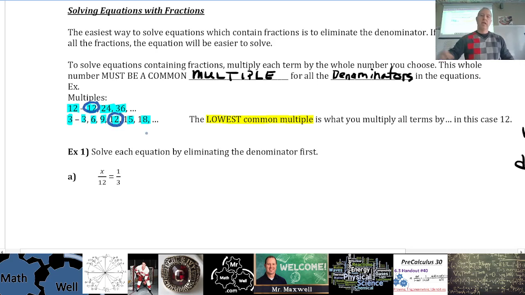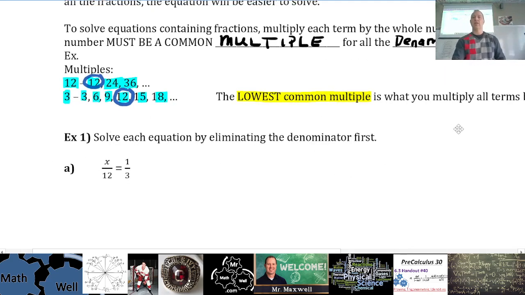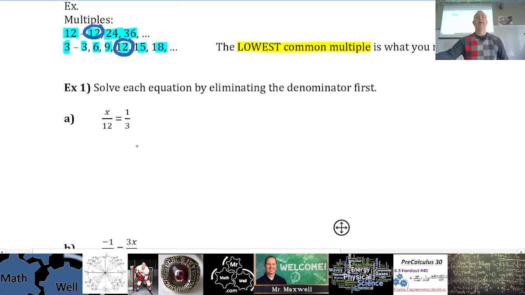So let's take a look at example 1 then. Solve each equation by eliminating the denominator first. Okay, we did this a little differently in our worksheet from last day. We would have multiplied by 12 to get rid of this one, then multiplied by 3 to get rid of this one. We're going to now do this all in one step. So watch this. The common multiple between 3 and 12 is 12. So if we multiply everything by 12, that is the left side and the right side, then 12 divided by 12 is 1. So that's just an x left over here.